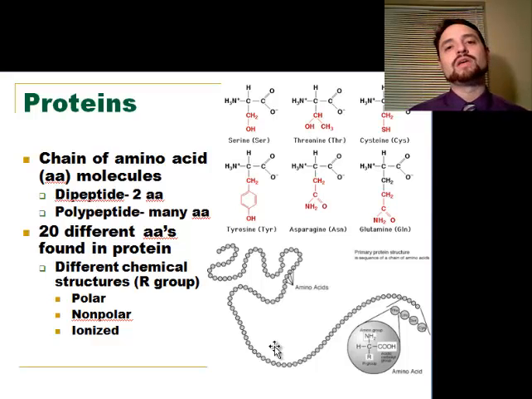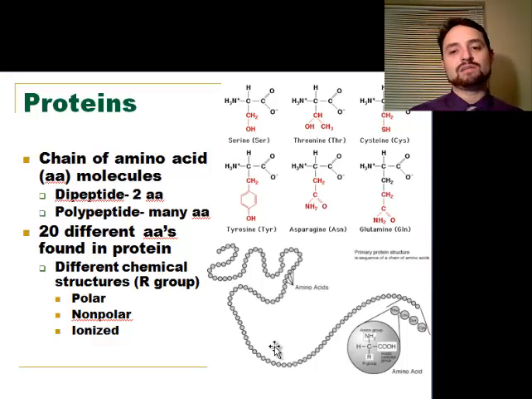There's 20 different amino acids found in proteins in all of nature, from bacteria to fungi to protists to animals to plants. It's all the same 20 different amino acids. And the combination of those 20 different amino acids in any one polypeptide structure will determine the type of protein that it makes. And there's different chemical structures on these 20 different amino acids, and they're called R groups. Some R groups are polar, some are nonpolar. Some are ionized, some like to make bonds with certain molecules, others don't.